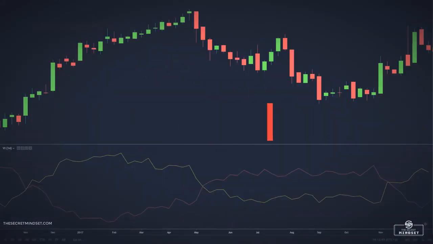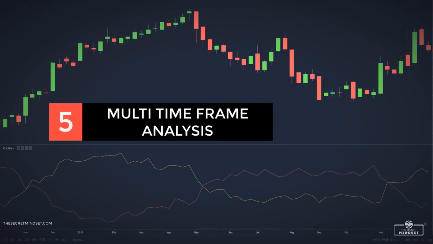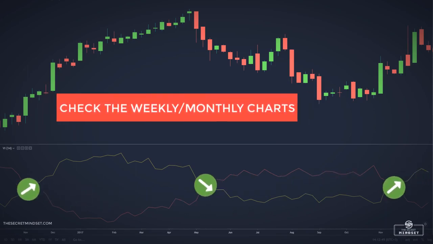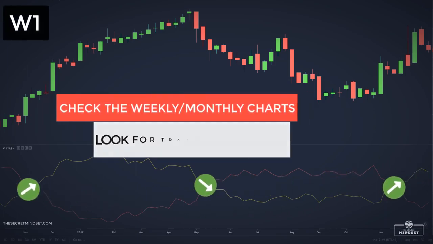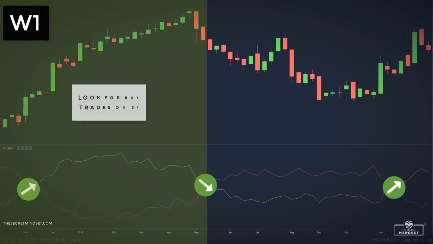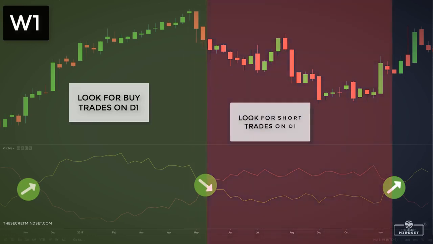The vortex indicator can be used across multiple time frames. For example, you can apply it to the weekly and monthly charts to define the bigger trend and then apply it to the daily chart to generate signals within that trend. Using the daily chart, you could focus exclusively on bullish signals when the vortex on the weekly chart indicates an uptrend and on bearish signals when the vortex on the weekly chart indicates a downtrend.